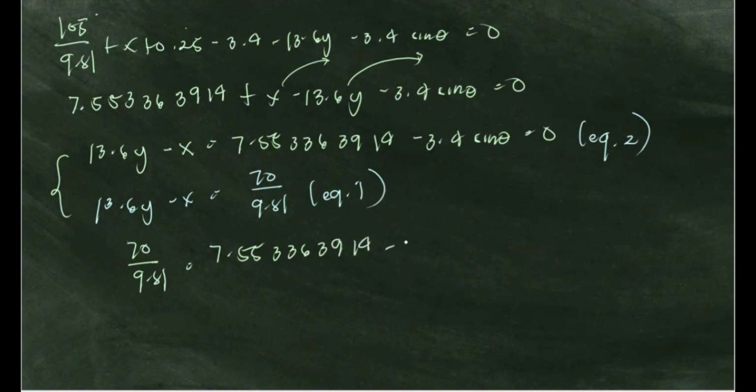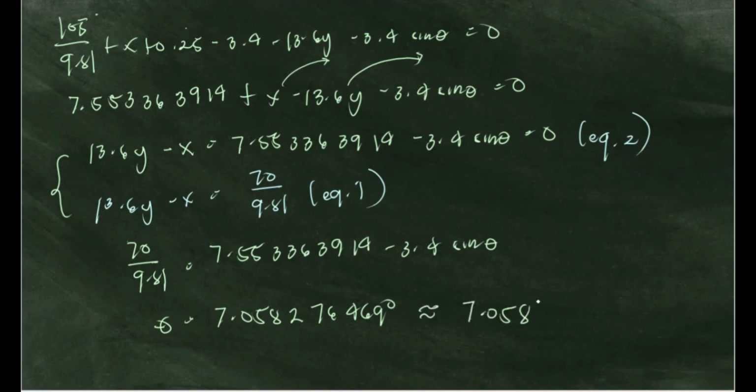7.5533639114 minus 3.4 sine theta. So, our theta will be equal to 7.05, 8276.469 degrees, or for the sake of simplicity, to become 7.058 degrees. So, ito na yung ating answer, okay, para sa ating angle.